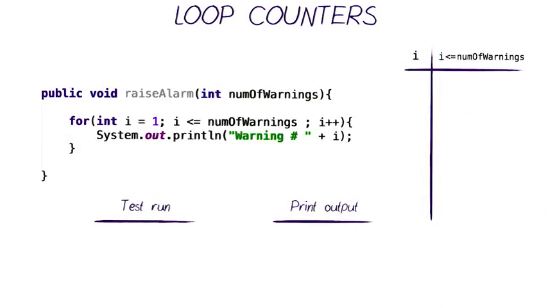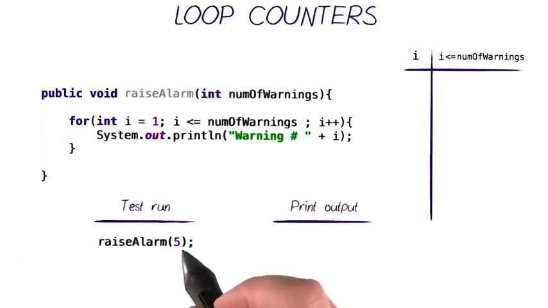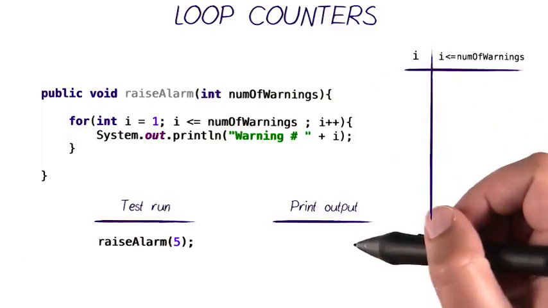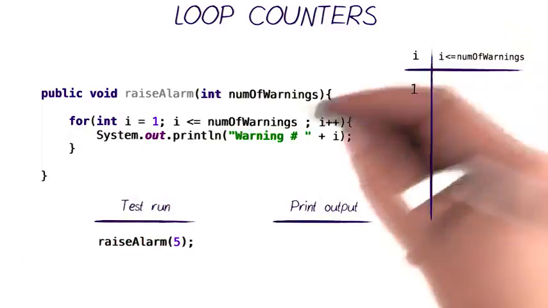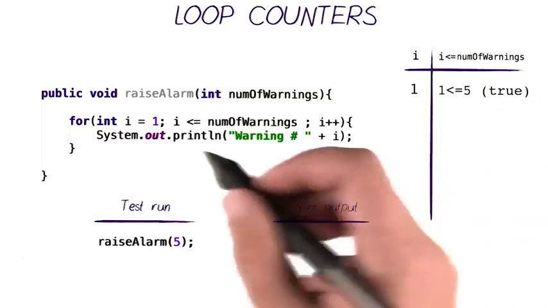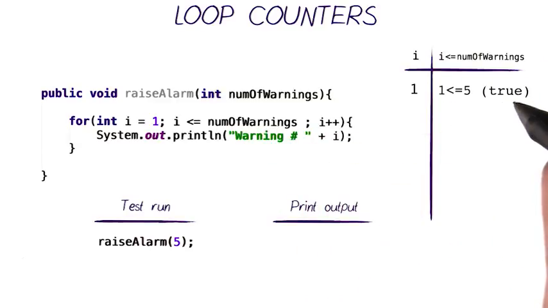Everything else can remain the same. Let's trace this program and see what's going on. If we call our function raiseAlarm by passing in the value 5, so number of warnings is equal to 5, we start by initializing I to 1, and then we compare I to the number of warnings. If it's less than or equal to 5, which is true, so we step inside our loop.